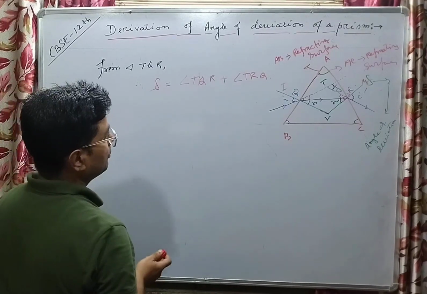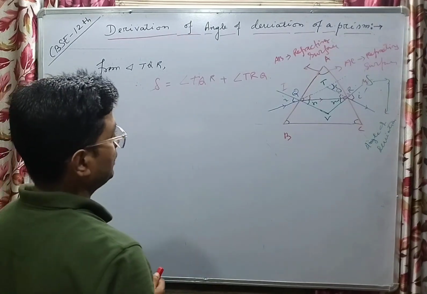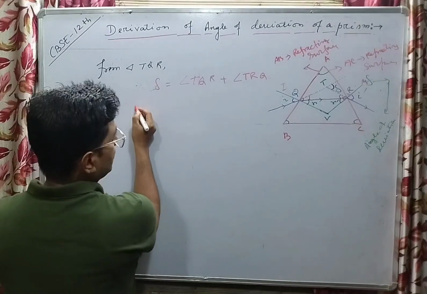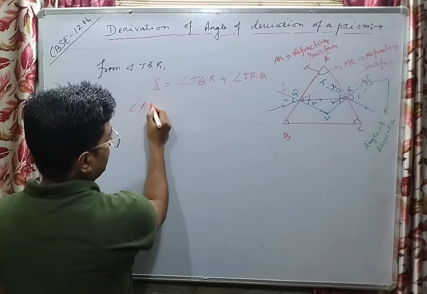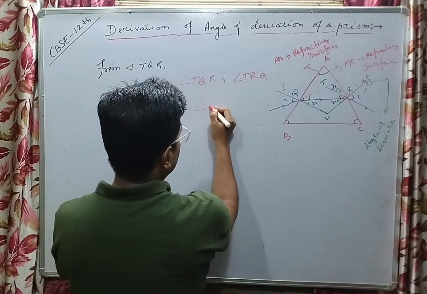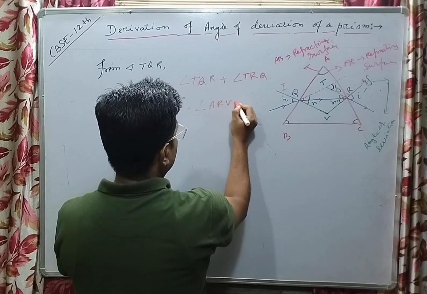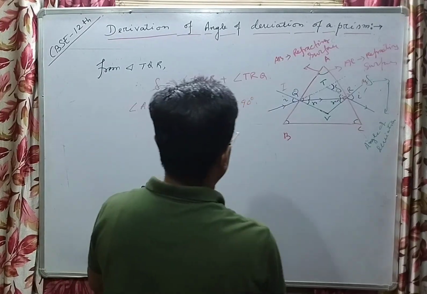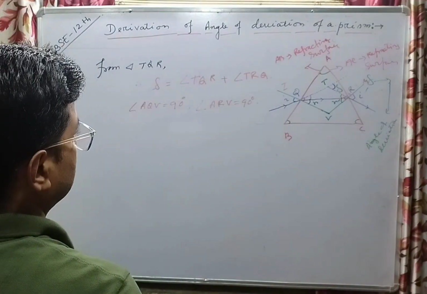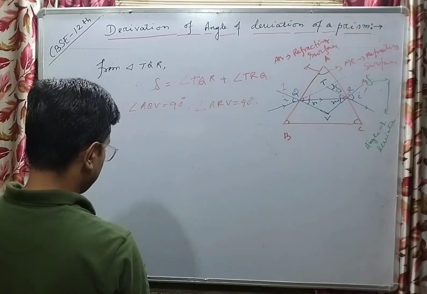As IQ is perpendicular to the side AB and MR is perpendicular to the side AC, then angle AQV is 90 degrees, and angle ARV is also 90 degrees.